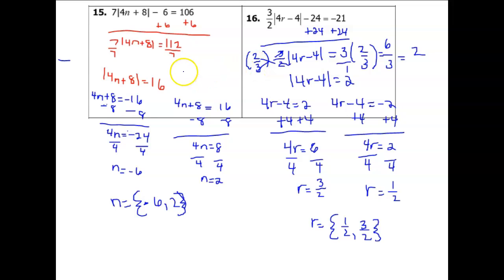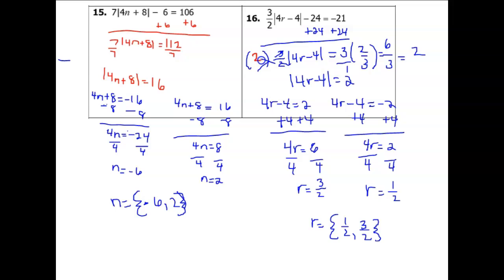Now I have to get rid of this 3/2 over here, guys. Remember with fractions, when you're getting rid of a fraction and doing inverse operations, we multiply by the reciprocal. I'm going to put this in red so you can see what I did. But you want to multiply by the reciprocal.